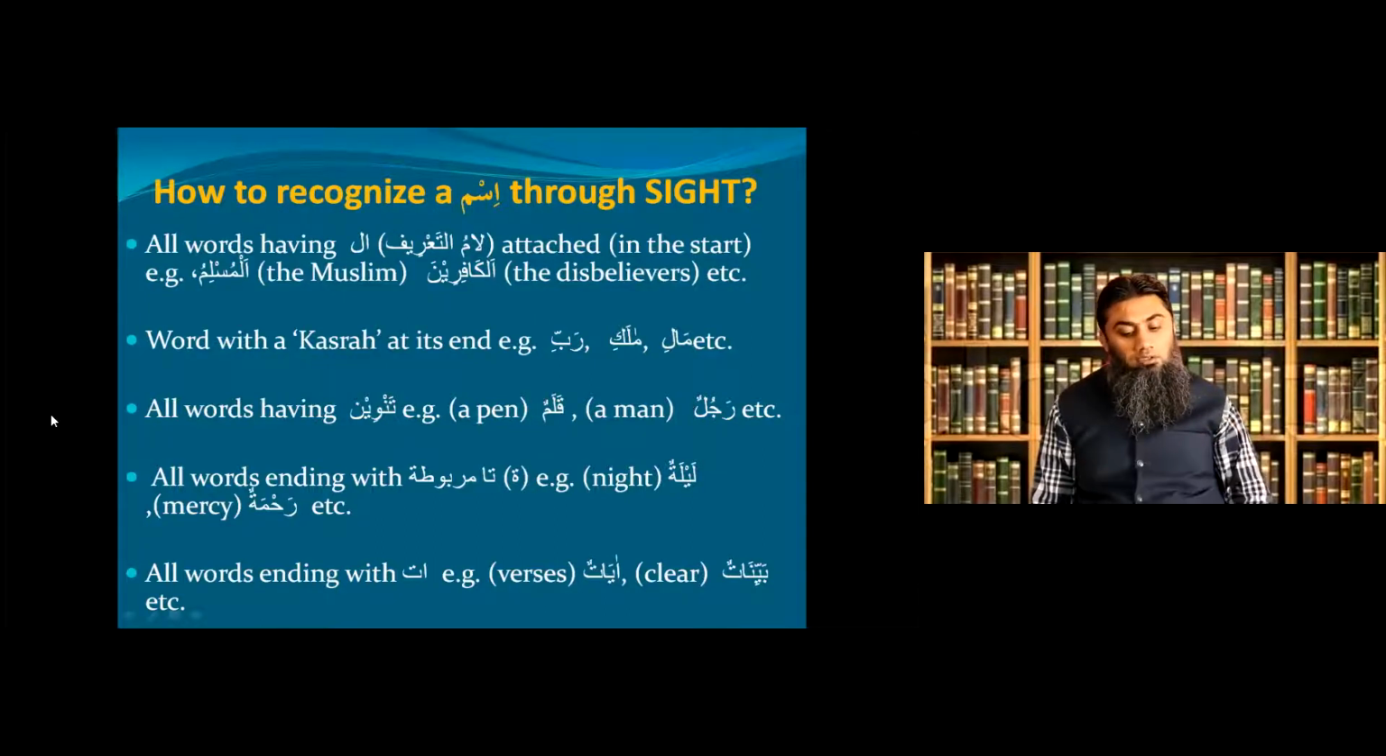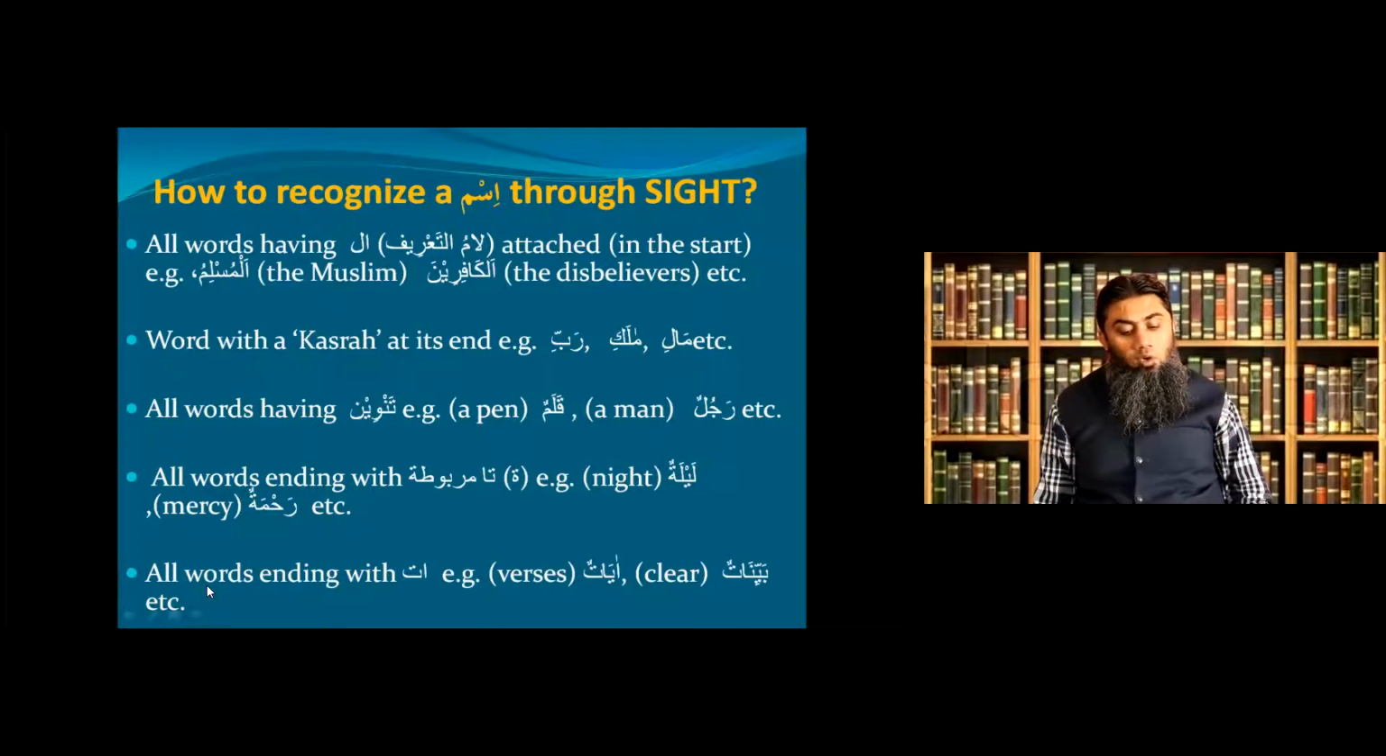It's an ism. Sign number 4, all words ending with ta marbuta or round ta. If any word ends with the round ta, which is called ta marbuta, this is a sign that this word is ism. Example: Laylatun, a night; Rahmatun, mercy. You see this ending with ta marbuta. Salatun, ending with the round ta. So any word that ends with the round ta, it's a sign, it's an ism.